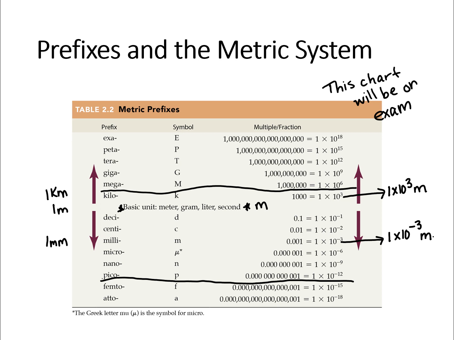Does everybody understand how this chart works? If you have questions about it, let me know. Okay. All right. So I just wanted to take a second to make sure everyone could read the chart before we move on.